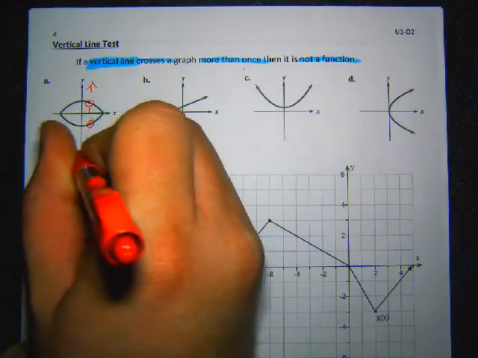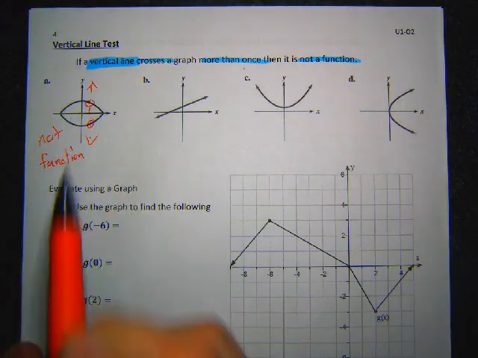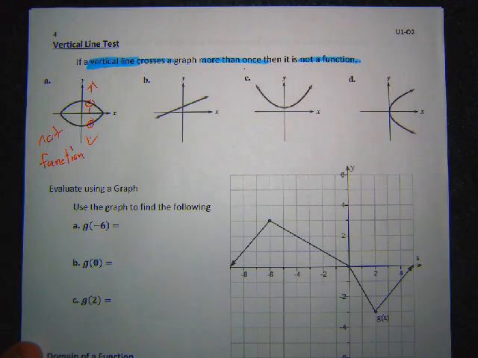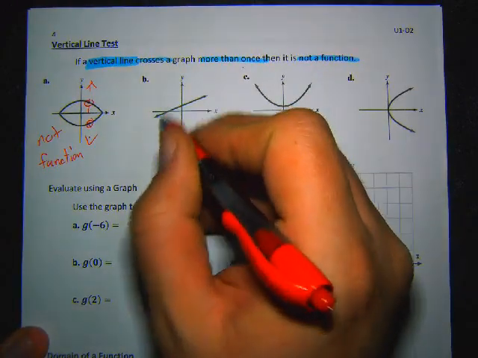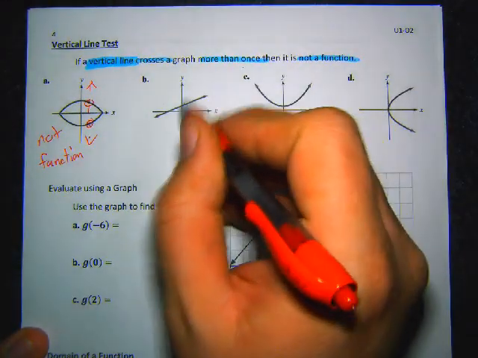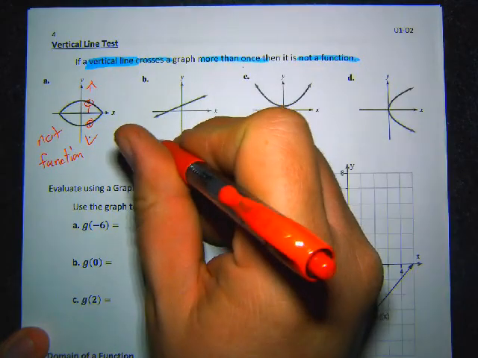So no function will ever have a graph that looks like this, like a little ellipse or eyeball or something like that. That won't happen. That's not a function. We'll always graph functions, so we'll never graph anything that looks like this. Next one, you'll notice if you draw a vertical line anywhere on here, it only crosses once. So this one, yes, this is a function.